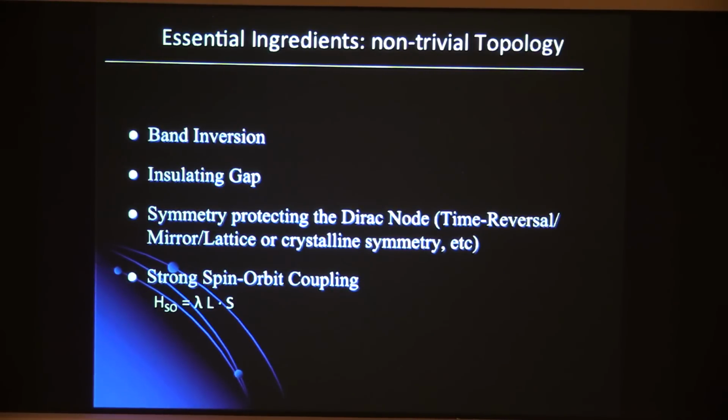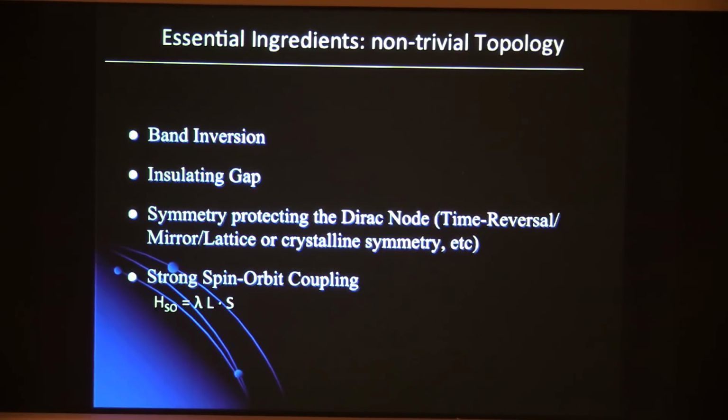Okay, so you can ask what are the essential ingredients to get a topological insulator, meaning a non-trivial Z2, for example. Well, this might be a short list. You need band inversion, and this is what Charlie was talking about this morning. Band inversion would mean that the parity of the bands gets reversed at certain momentum positions inside the Brillouin zone.